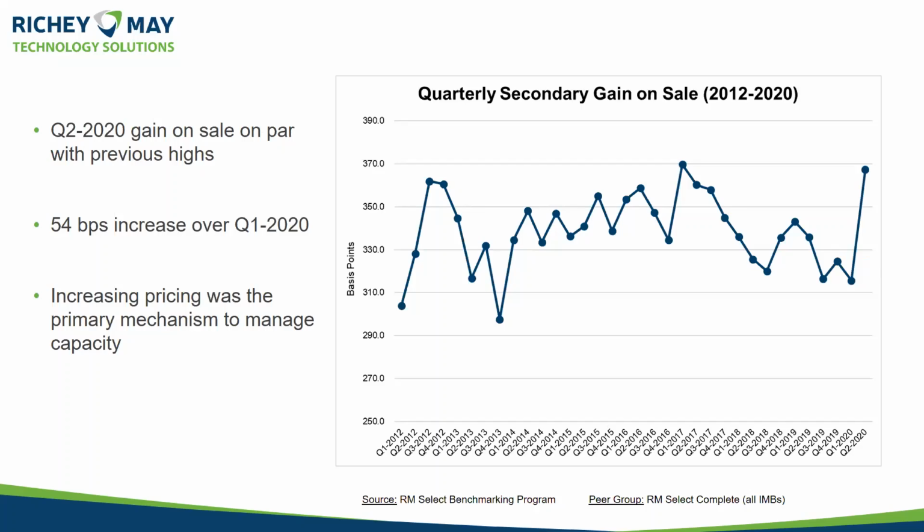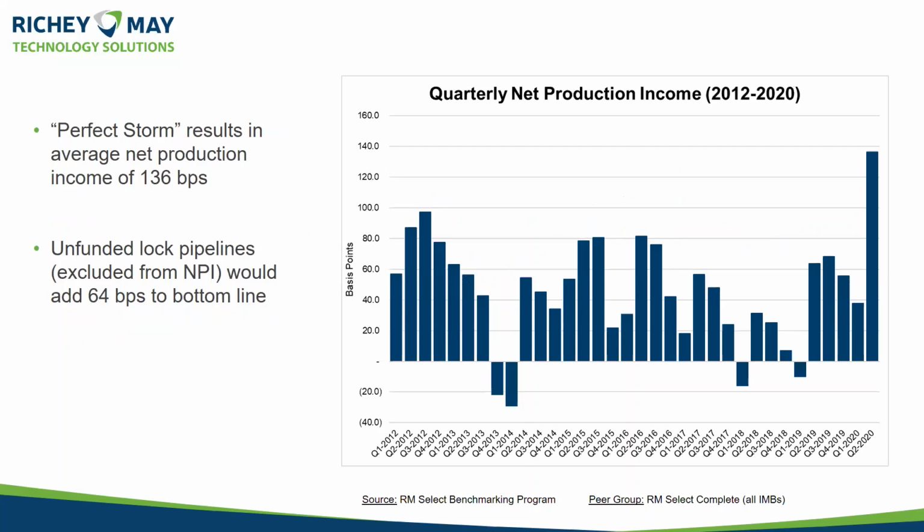So this is again this perfect storm of events that we're seeing, where margins are way up, production is way up, productivity is way up just to get the loans closed. It's really producing very unusually high earnings. So earnings for Q2 came in at 136 basis points. And again, this is our net production income number, so that's origination platform profitability. We'll pull out servicing income and expense. We also pull out the unfunded lock pipeline, which if we would have included it, would have been an additional 64 basis points to this figure.